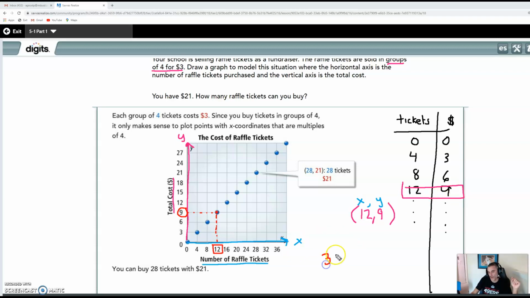So if I asked you, hey, if I want to buy 36 tickets, what's that going to cost me? Well, you can use the graph to figure that out. You go over to 36. There it is. I go up until I hit the corresponding dot, and then I go over, and it will tell me the cost for 36 tickets. So 36 tickets are going to cost me $27.